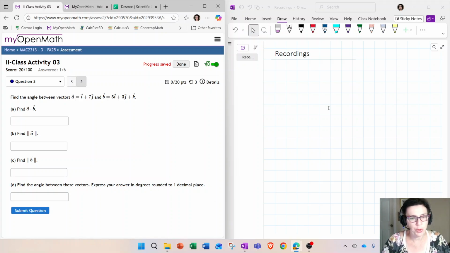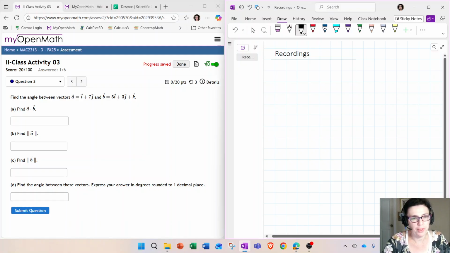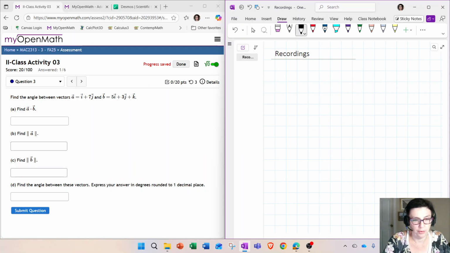In this video, we are going to continue talking about the dot product, and I'm going to show you how to find the angle between two vectors. Also the relationship of the sign of the dot product to what type of angle we got. So here's what we're going to need for this.